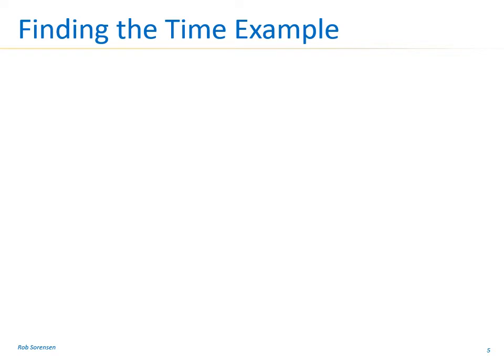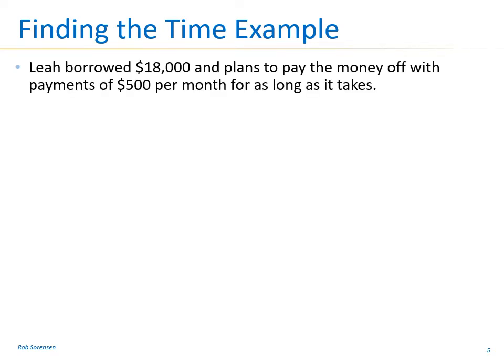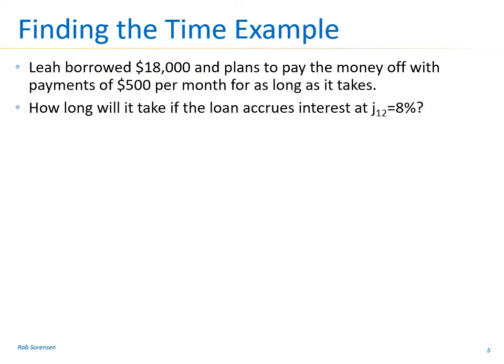Let's have a look at another example now. Leah borrowed $18,000, plans to pay it off with payments of $500 a month for as long as it takes. How long will it take? If she gets charged interest of 8% on her loan, well, let's write a few things down here. That $18,000 I'm going to call the present value because that's what she's just borrowed, so it's in the present. So we're going to be working with the other formula this time, aren't we?